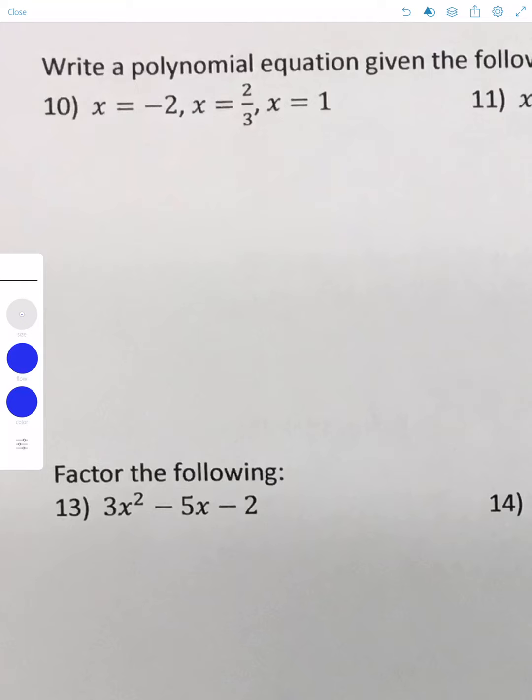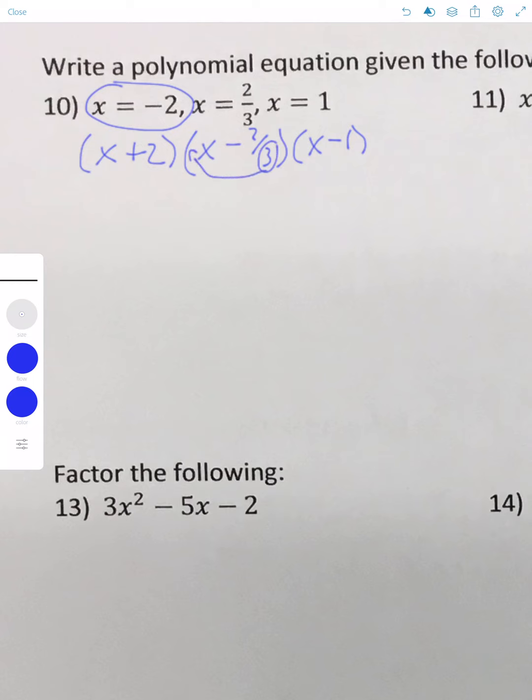Notice that when I'm given my root, when I'm given my solution, its factor is always just going to be the opposite sign, right? So this, instead of being a negative 2, would be x plus 2. Even with a fraction, if I have a positive 2/3, this is just going to be an x minus 2/3. And then finally, if I have a positive 1, this is just going to be an x minus 1. Now, the nice thing about the Moyes method we learned is that when you have a denominator, you just bring that baby out in front.